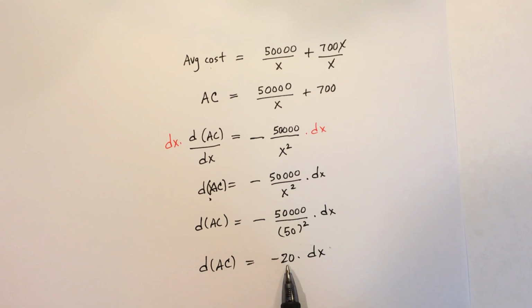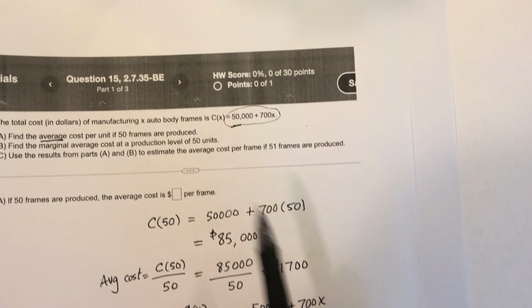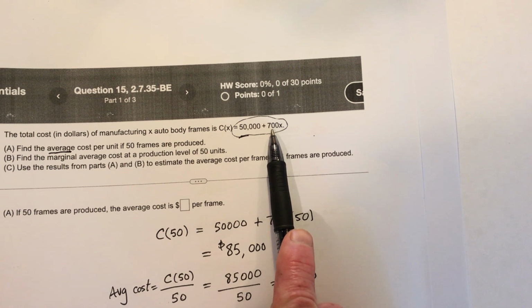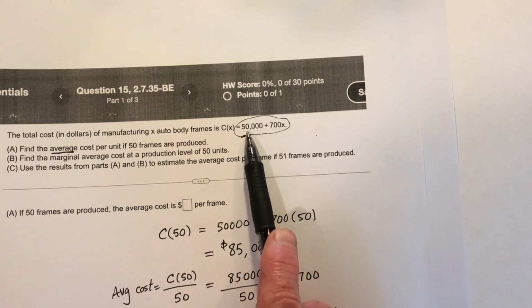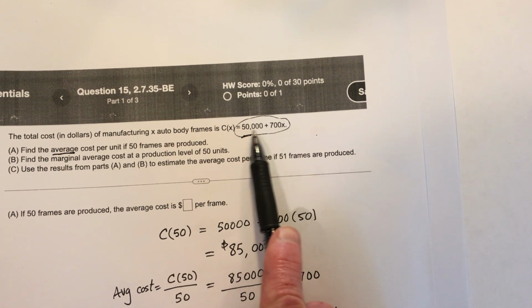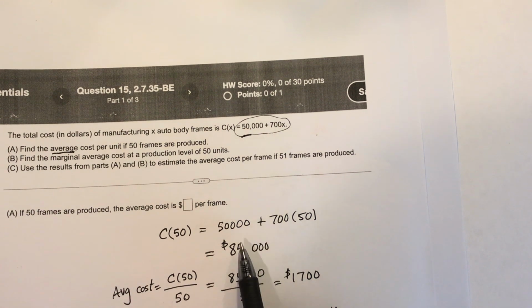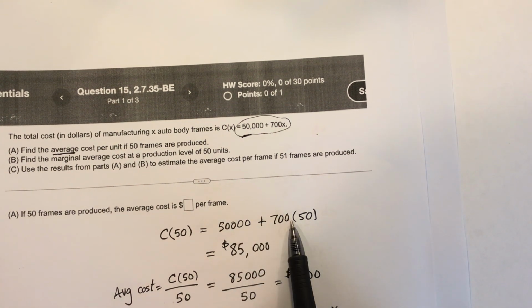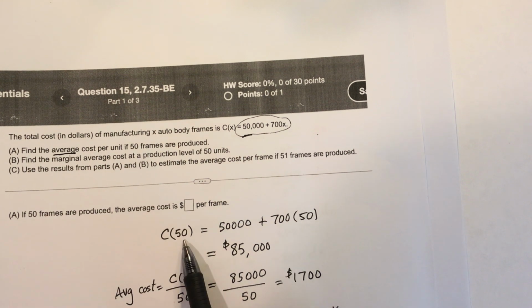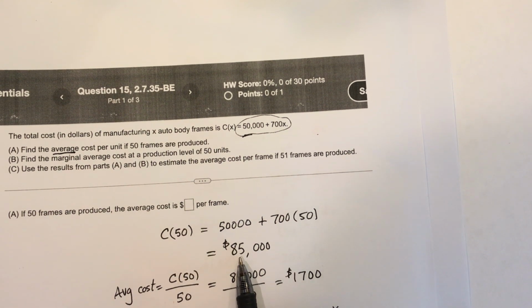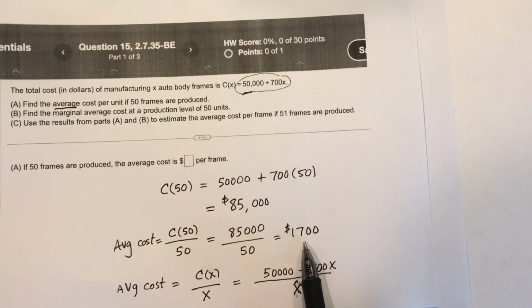So basically what this is saying is these things only cost $700 a piece, but you have to consider they had to buy the machinery for $50,000. So that gets included in the cost. So basically the cost of making 50 of them is $85,000, or that's $1,700 a piece.